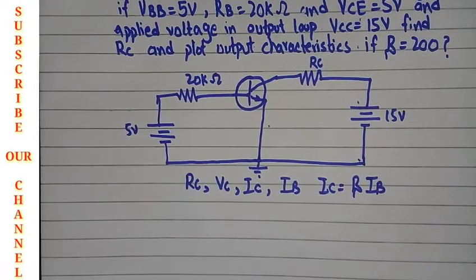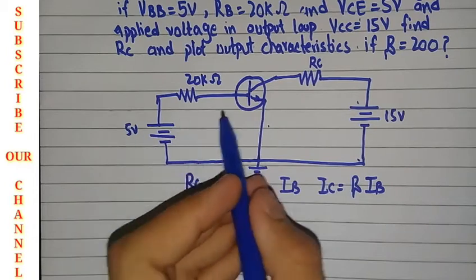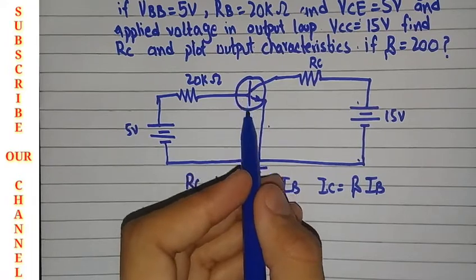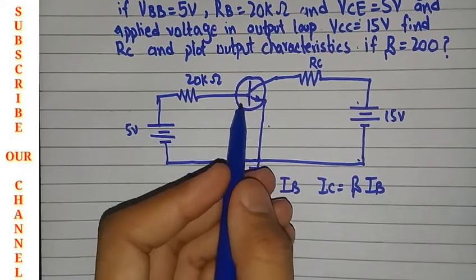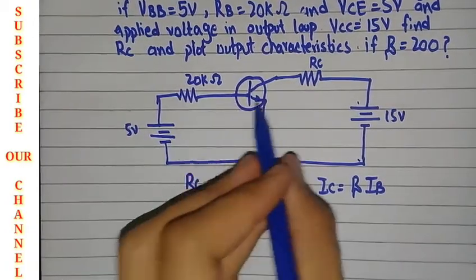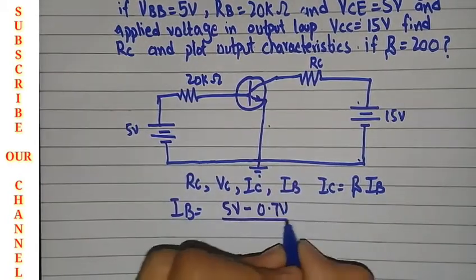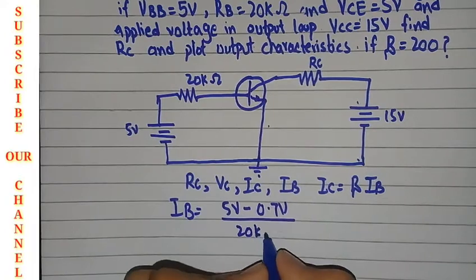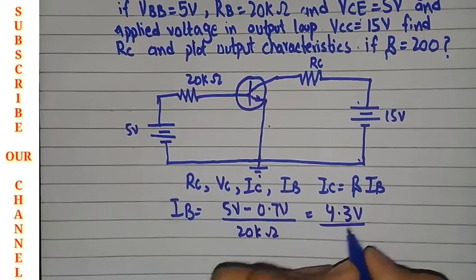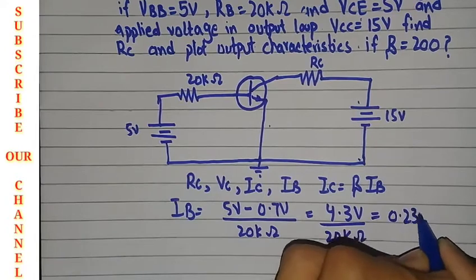What is the base current? In the input loop there is a battery of 5 volts, and there is a junction of 0.7 volts, because this will be a forward bias condition, like a forward biased silicon diode. So IB will be equal to the potential difference, 5 volts minus 0.7 volts, divided by this resistance, which is 20 kilo ohms. So the answer will be 4.3 volts divided by 20 kilo ohms, which is equal to 0.235 milliamps.